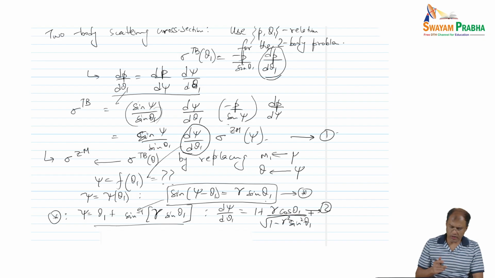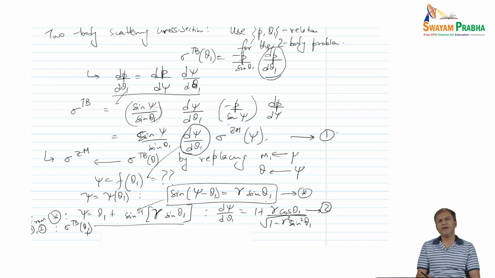So we can directly deduce that from 1 and 2, I can find my sigma 2 body of theta 1, the scattering cross sectional area for the two body problem in terms of the scattering angle theta 1. Earlier it was with respect to the total angle theta.